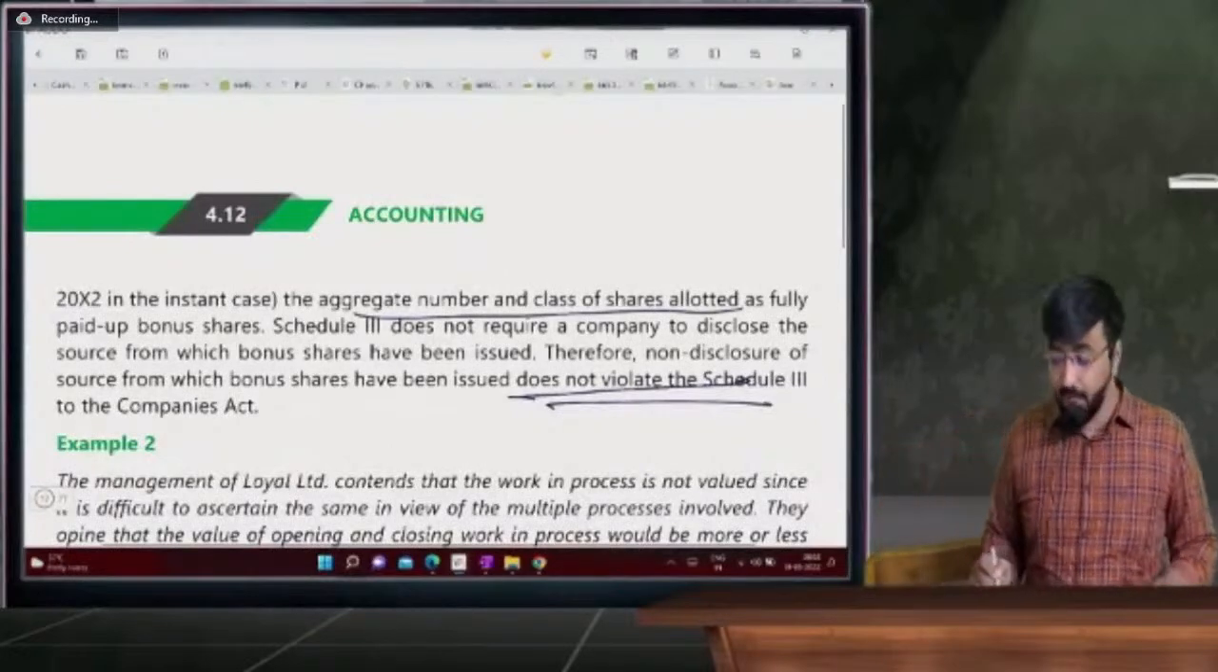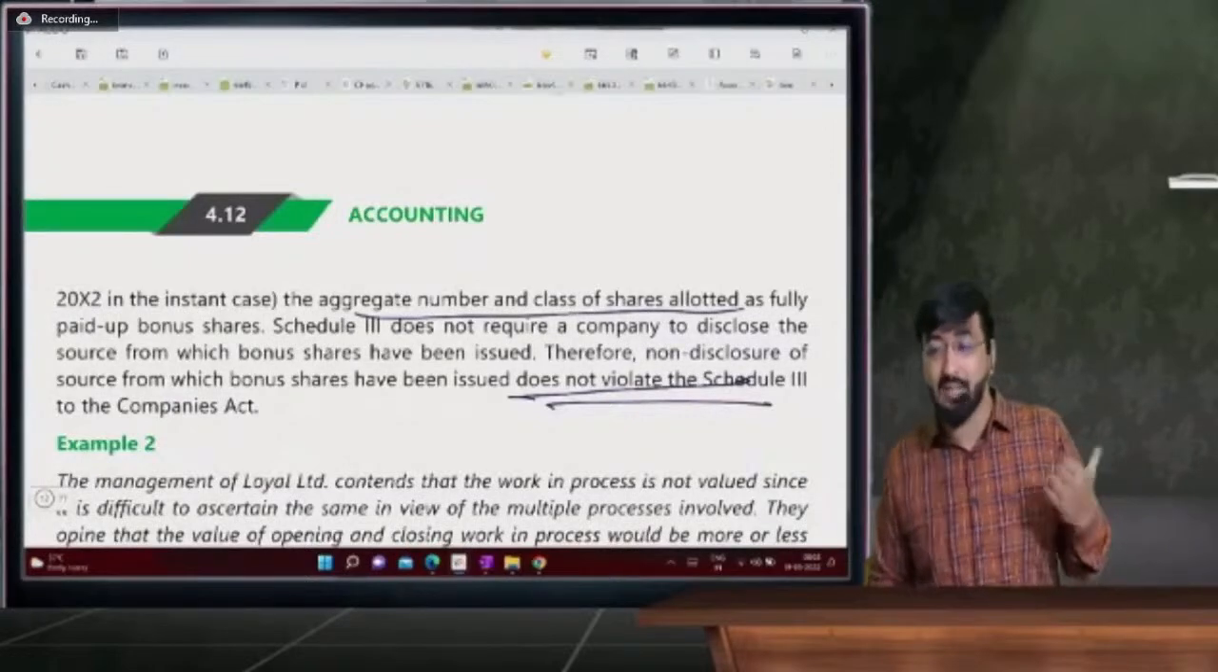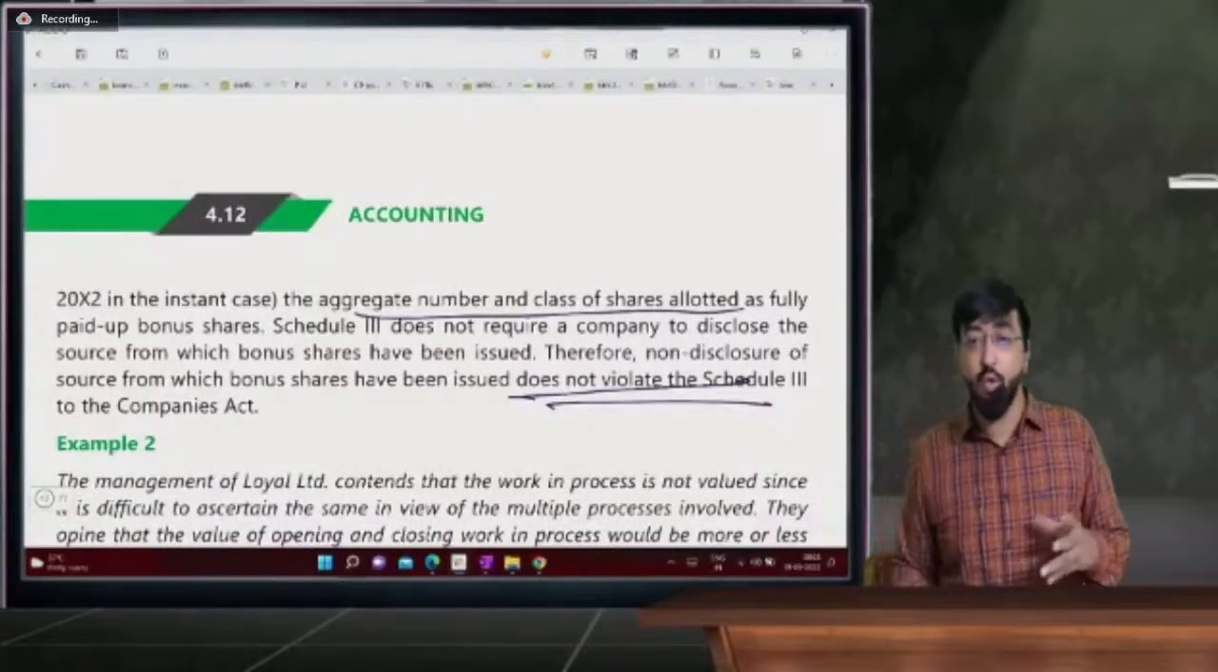So beta, the number of shares for 5 years, how many bonus shares you declared in the last 5 years, that you have to disclose, but you do not have to disclose the source.